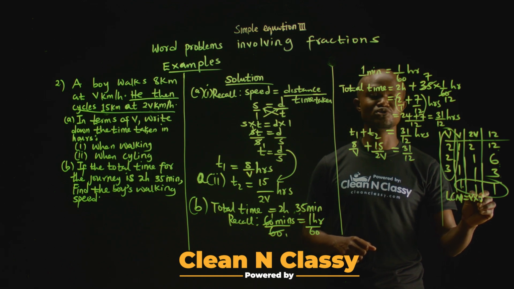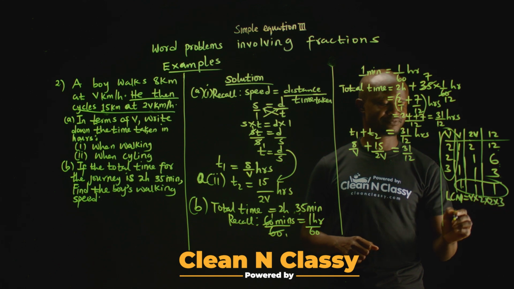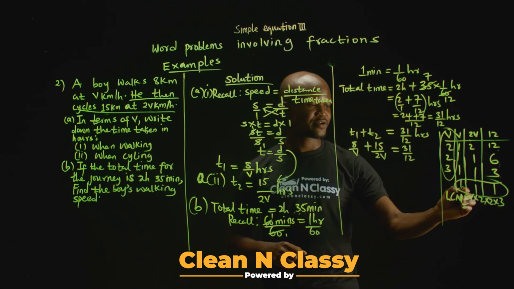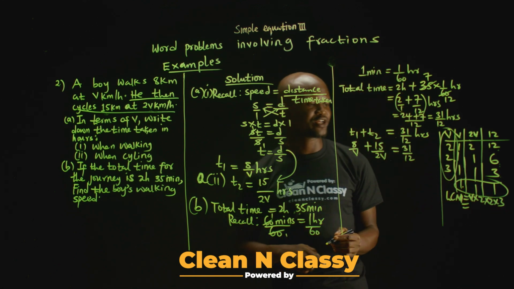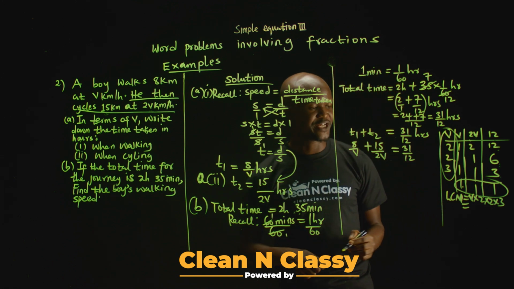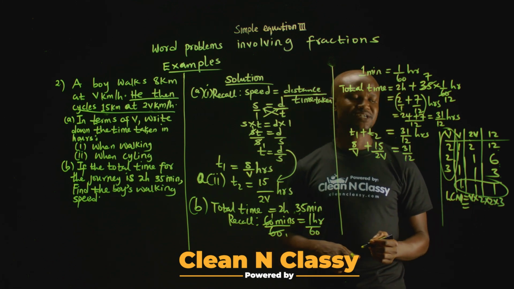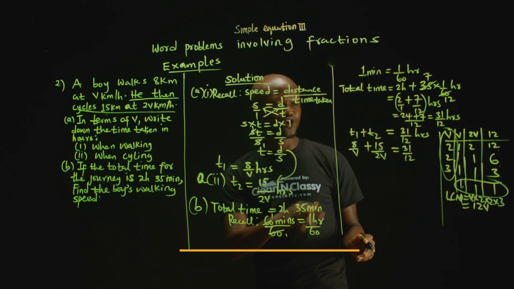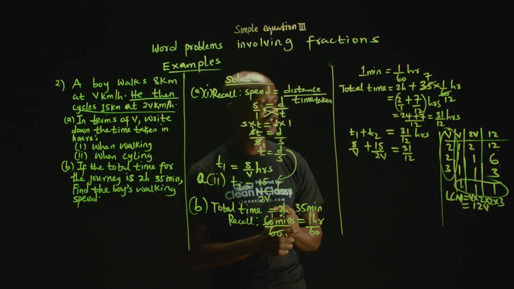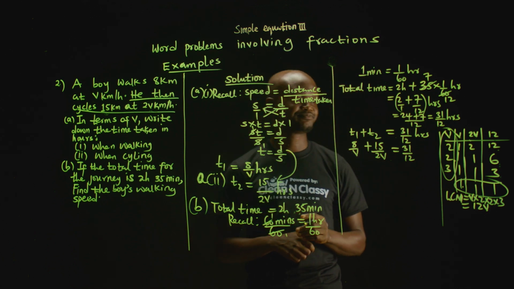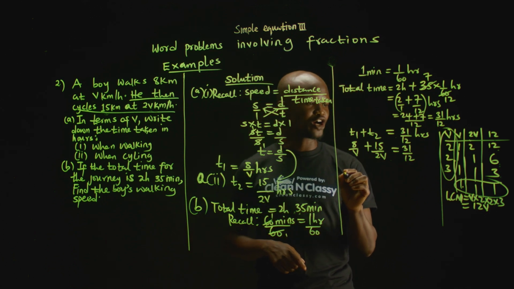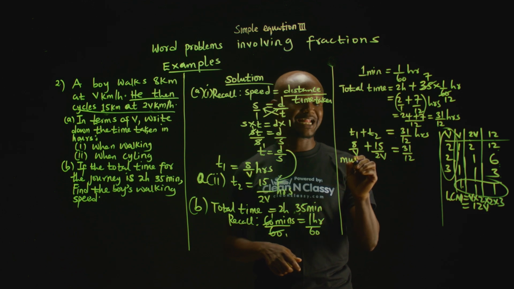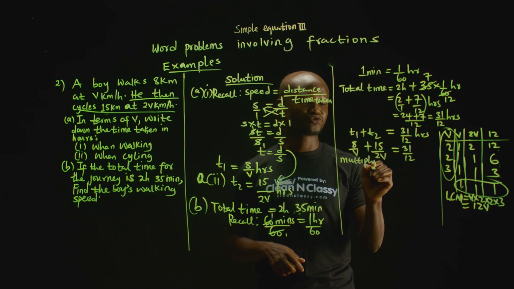Now the LCM is equal to V times 2 times 2 times 3. And what's that? V times 2 is 2V. 2V times 2 will give us 4V. Then 4V times 3 will give us 12V. So it means that we are going to multiply all through by the LCM. Multiply all through by 12V.